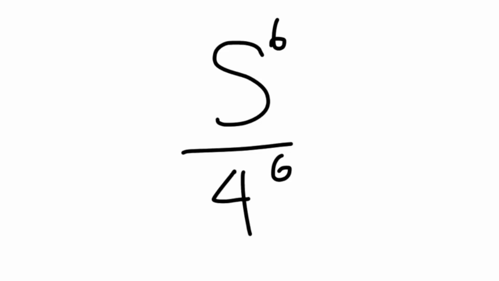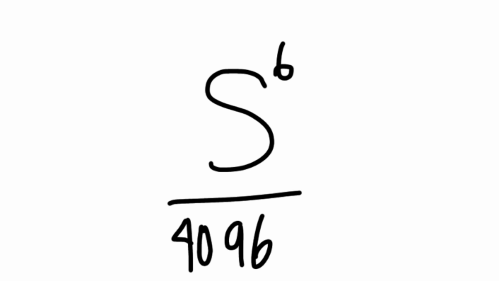The next problem is 4 to the negative 6th power over s to the negative 6th power. This one's easy. So you flip the problem to make it positive, and now it reads 4 to the power of 6 over s to the power of 6. Then you just solve and get 4,096 over s to the 6th power. I'm proud of you, Harvard.